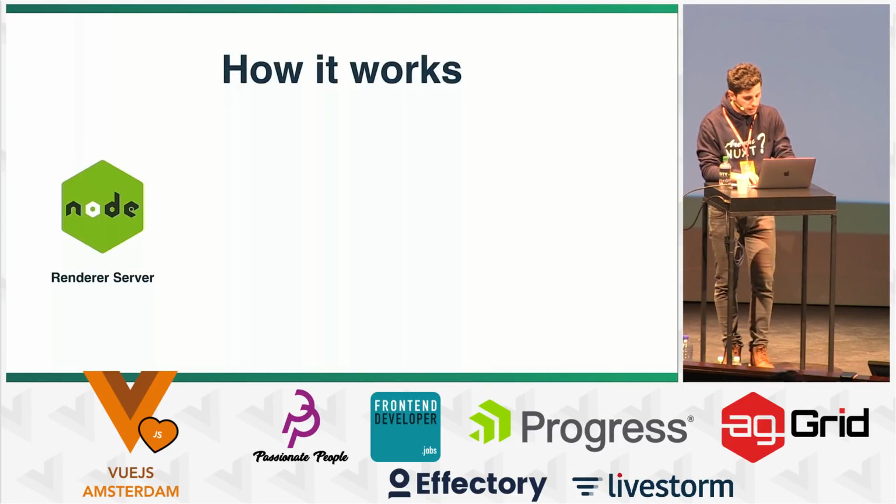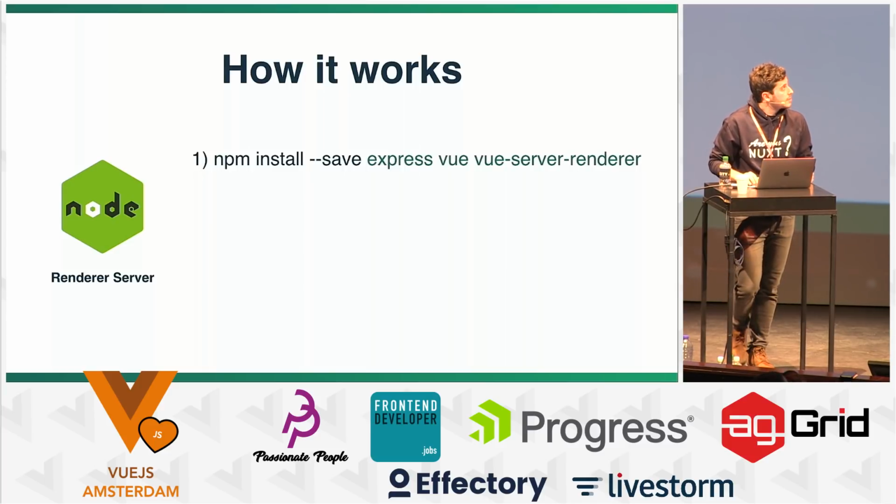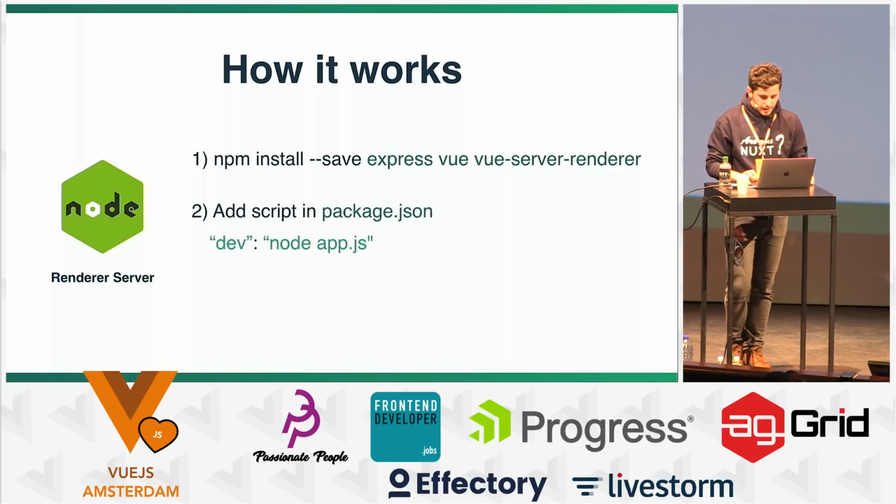So how it works: we have a Node.js server which is used to server render your app every time there is a request. We started with npm install --save express vue and vue-server-renderer. I will show you how to do it with Vue. We add a script in your package.json called dev, and we create this app.js file.